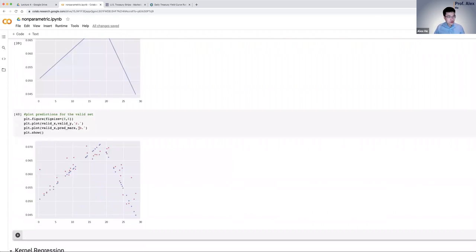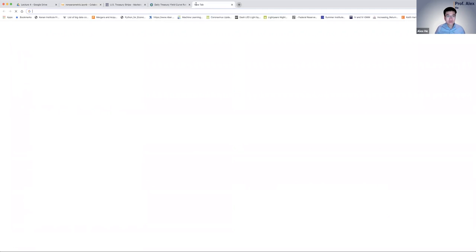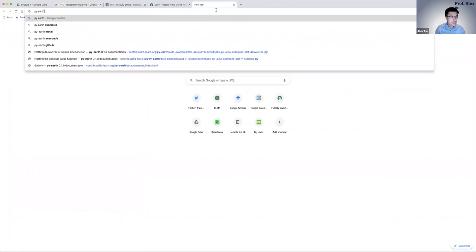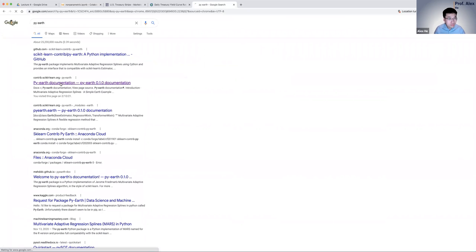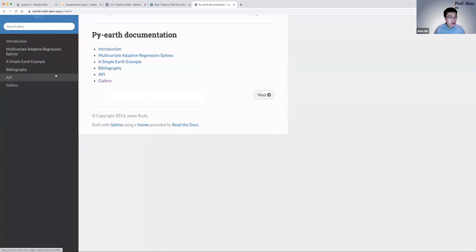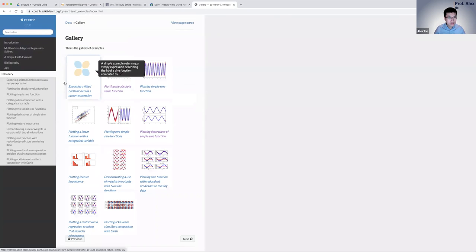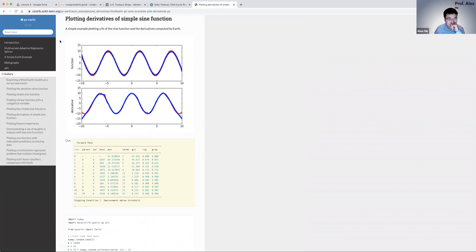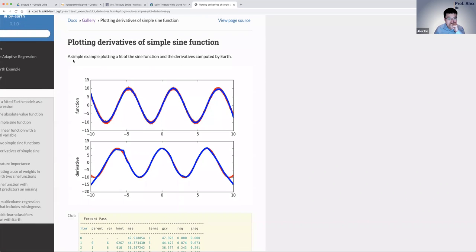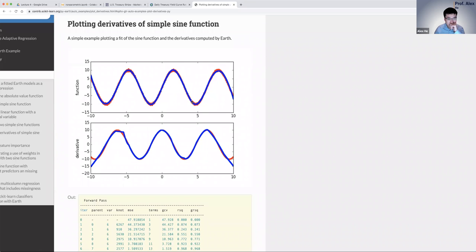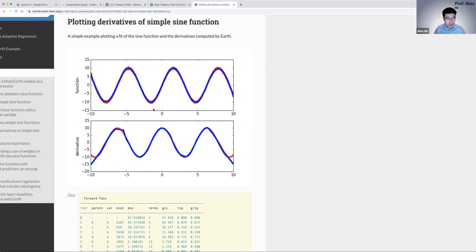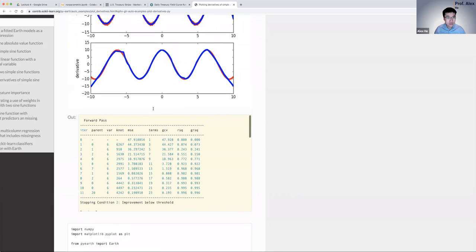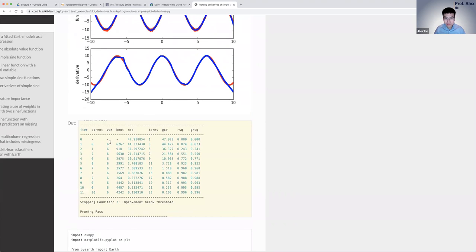So just let me show you some examples. You can find a bunch of examples on this PyEarth website. That's the library we just used. So we can see the gallery. That's all kinds of nonlinear functions. For example, you can look at this one. That is the sine function, right? Which is highly nonlinear. You can never fit that using a single polynomial function of x. However, you can fit that pretty well using a regression spline.